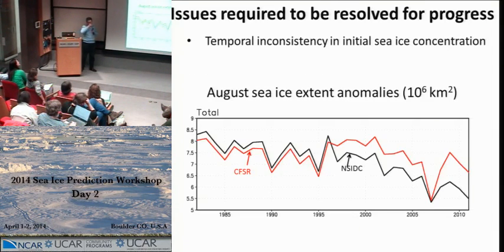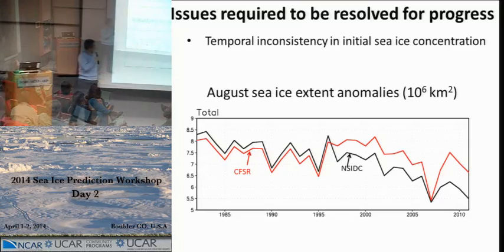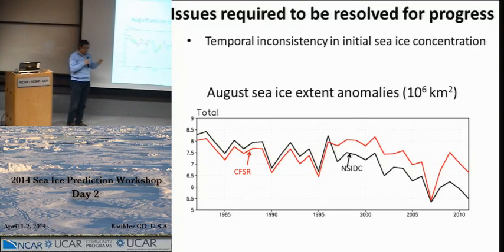Okay, initial concentration. The CFS version 2 is initialized from CFSR, Climate Forecast System Reanalysis. It's a coupled reanalysis system. The sea ice concentration, two analysis data sets were assimilated to CFSR. Before 1997, NASA team analysis was used. After that, NCEP's own analysis was used. So here we are looking at August sea ice extent from CFSR, which is red, and black, which is a NASA team analysis.